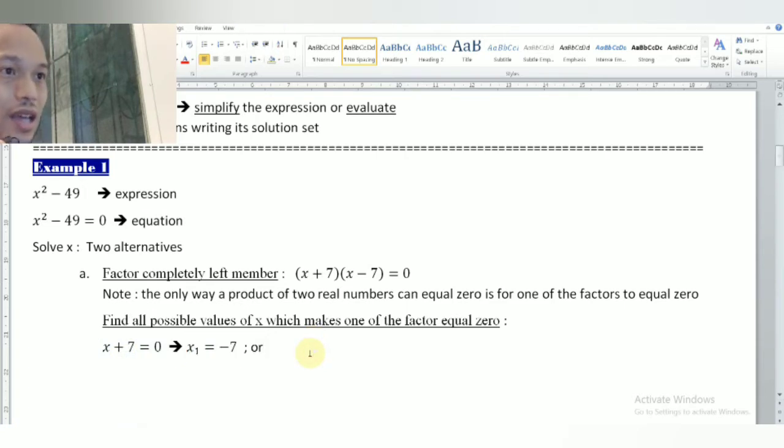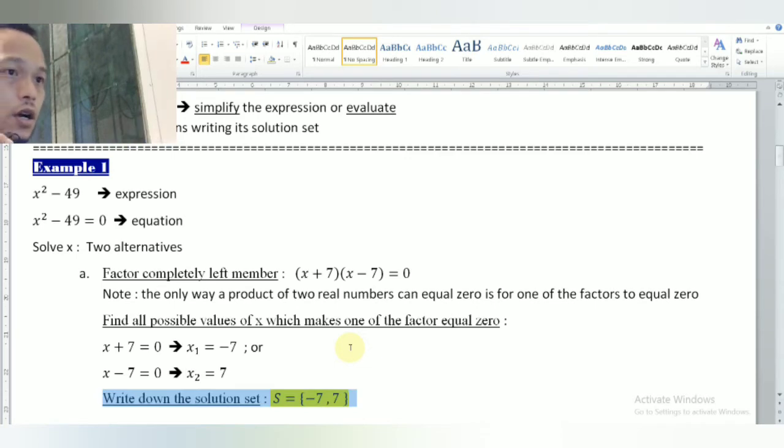Or how if the second factor equals 0? What is the possible value of x? So I will write it this way. The second factor, x minus 7, equals 0. What is the possible value of x? The possible value is 7. Yeah, you can check: 7 minus 7 equals 0. It's obvious. So we have two possible values for x for this equation.